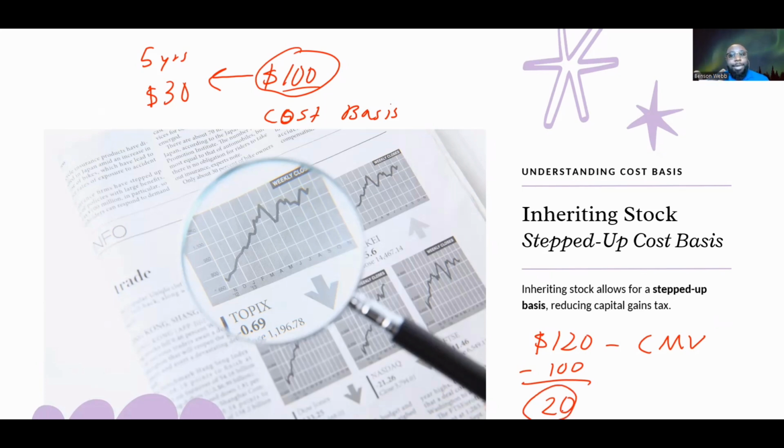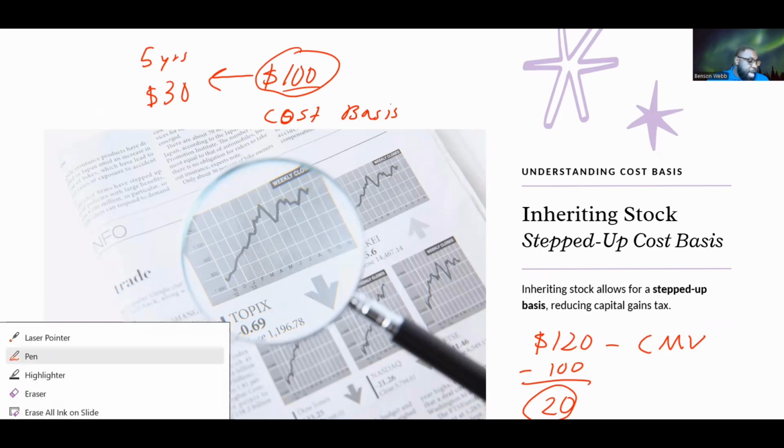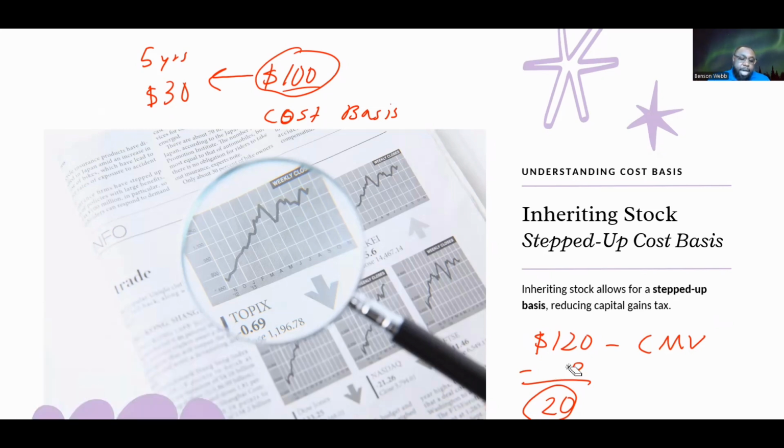So you see the difference there is that if you were to gift that stock, your cost basis would have made it be $30, meaning that if you were to gift that stock instead of letting them inherit that stock, and they sold it at a current market value of $120, well, that's about $90 they will have to pay tax on in capital gains.